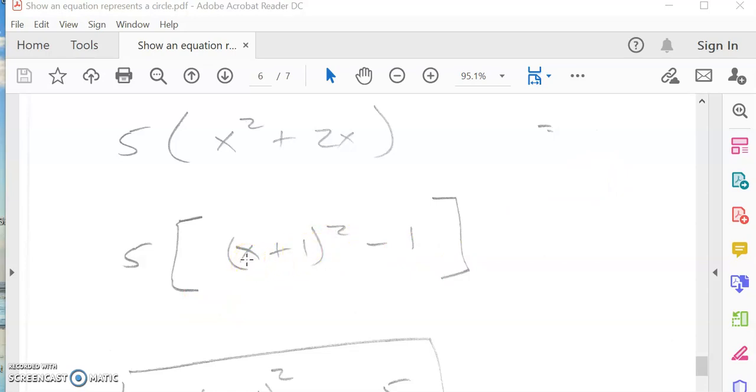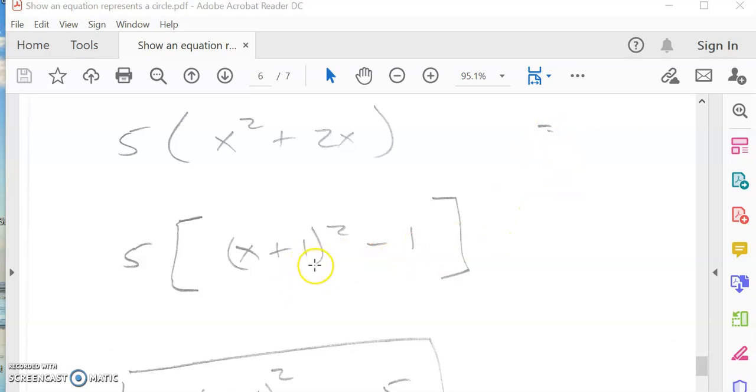X plus 1 quantity squared is x squared plus 2 times x times 1. Okay, there it is, x squared plus 2 times x, plus 1 squared. Oh my goodness, this term right here has a little bit too much. It has x plus 1 quantity squared is x squared plus 2x plus 1. So I cannot say that it's equal.